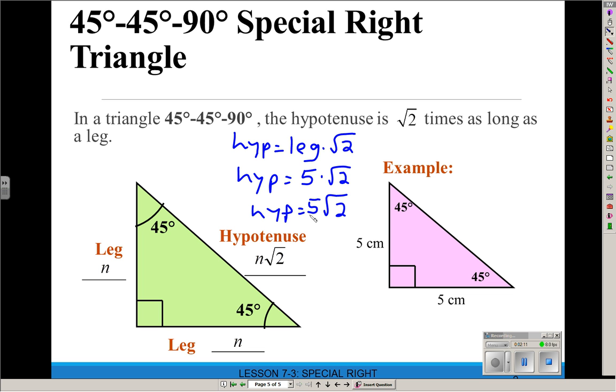Don't punch that in your calculator and get some decimal number. You want the exact answer, the exact value. So stay off your calculator here and give the exact value. So this is 5 square root of 2 centimeters.